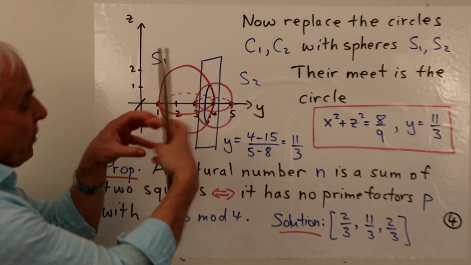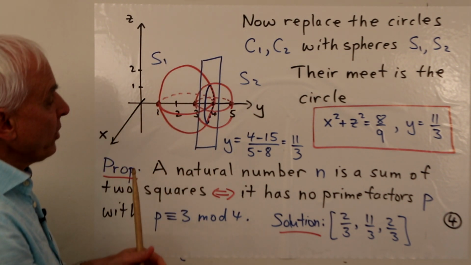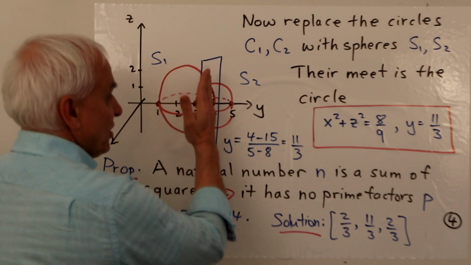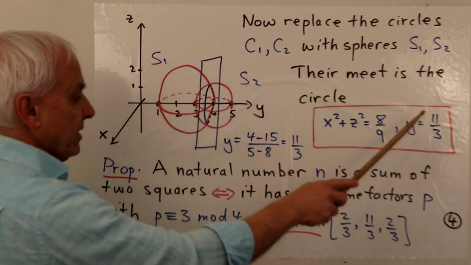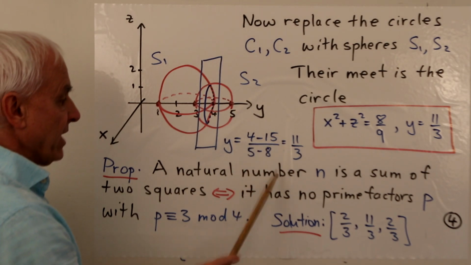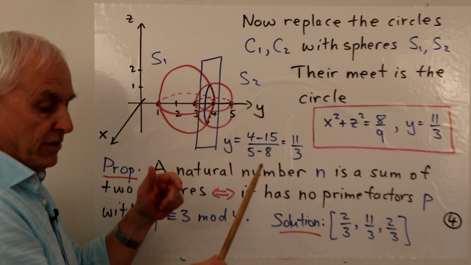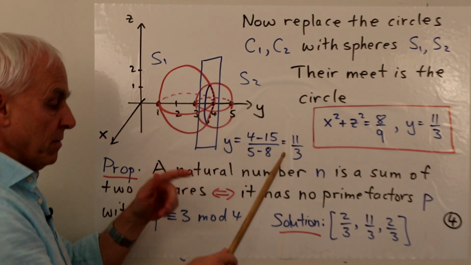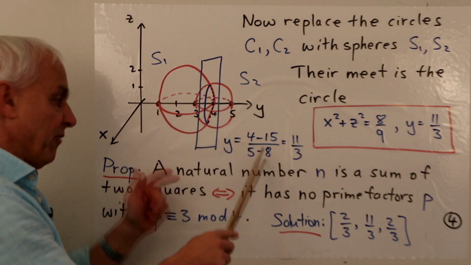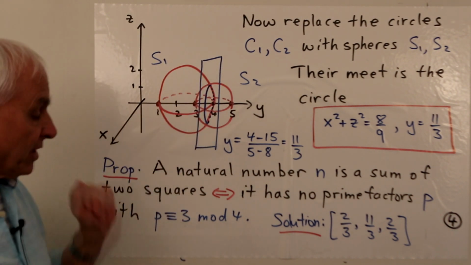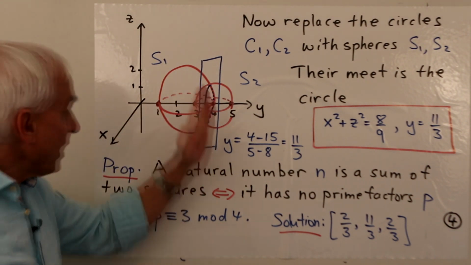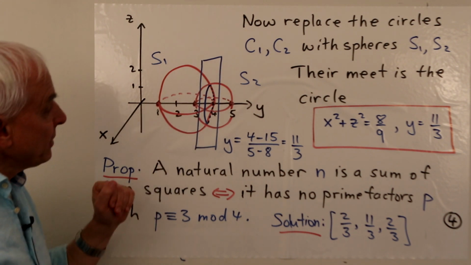Then the meet of those two circles is going to be along not just a line, but actually the plane given by y equals, in this case, 4 minus 15 over 5 minus 8. That's the calculation: A1, A2 minus B1, B2 over A1 plus A2 minus B1 minus B2. That's 11/3 in this example, right? So it's just a little bit to the left of 4. So that's now a plane.